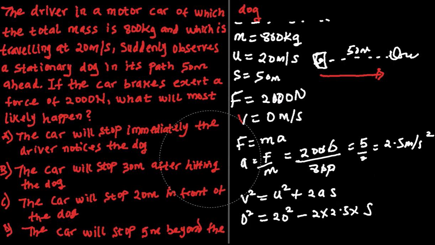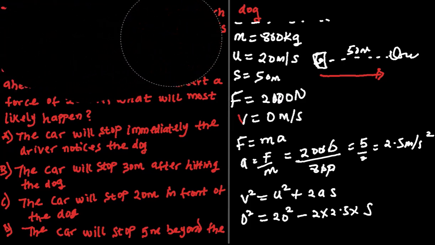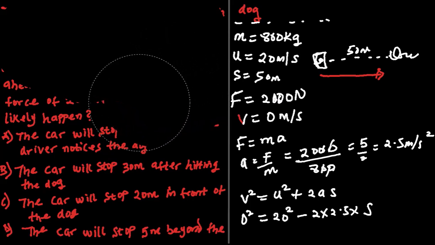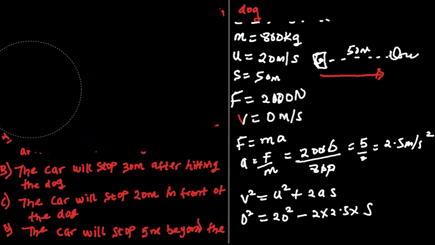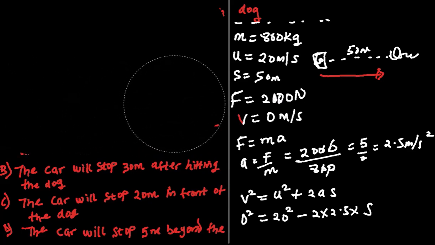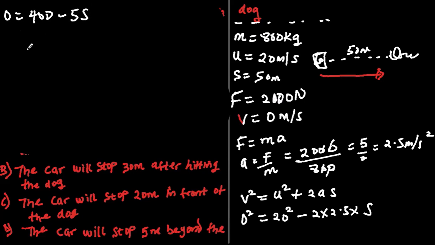Let me chop off some of this part so that I can make more space. All right. So now we have 0 squared, 0. 20 squared is 400. 2 times 2.5 is 5, so we have 5s. So take 5s to the other side. 5s is going to equal 400. Then s is going to equal 400 over 5. 400 over 5 should give us 80 meters.